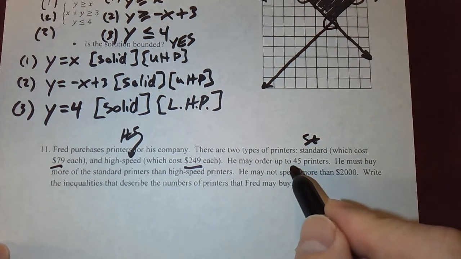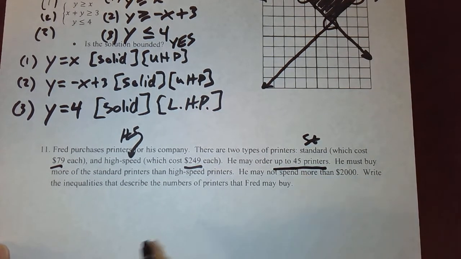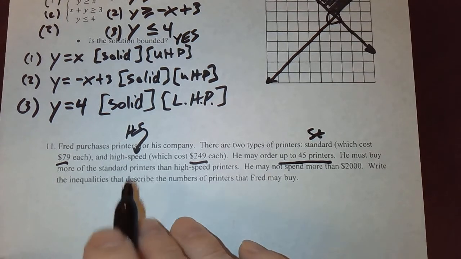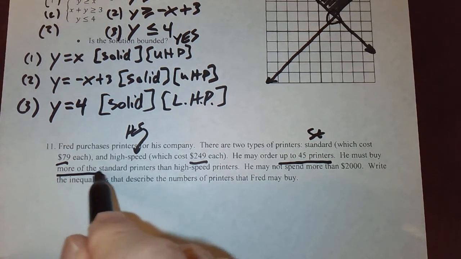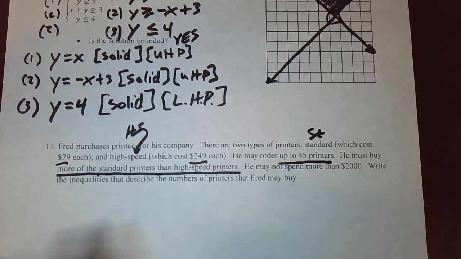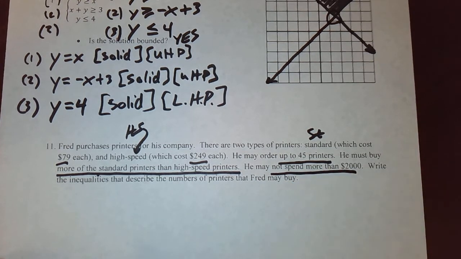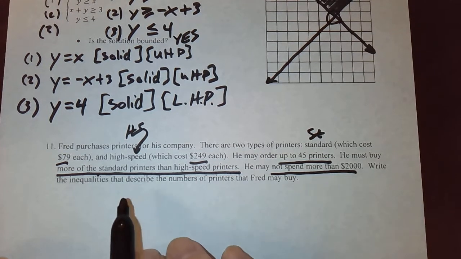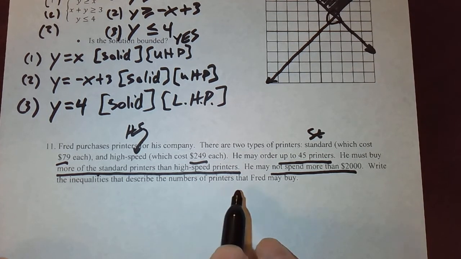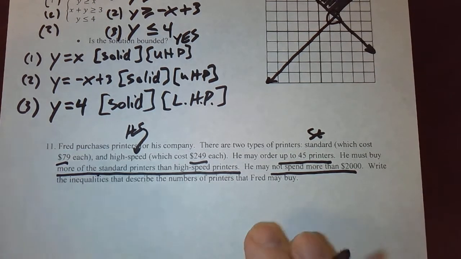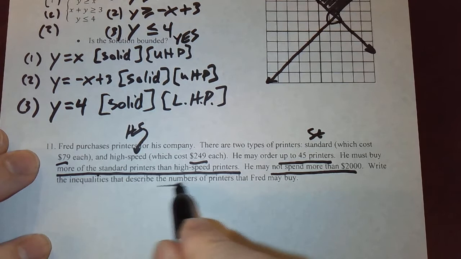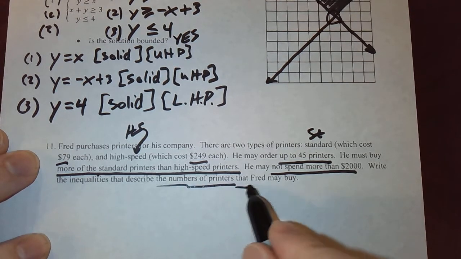He may order up to 45 printers. He must buy more of the standard printers than high-speed printers. He may not spend more than $2,000. Write out the inequalities that describe the numbers of printers that Fred may buy. Okay, so what would the question be looking for? The numbers of printers that Fred may buy.